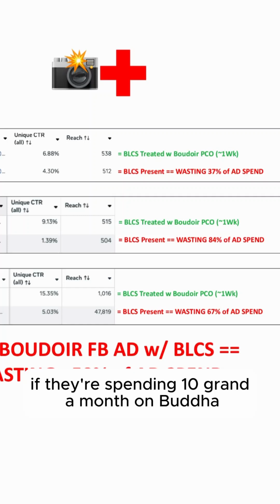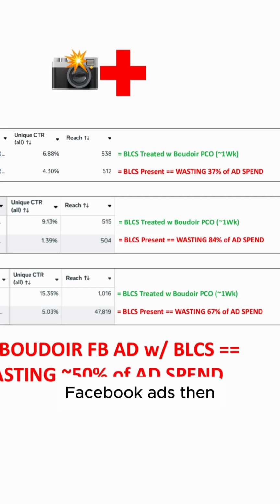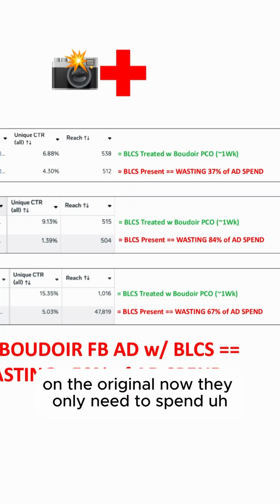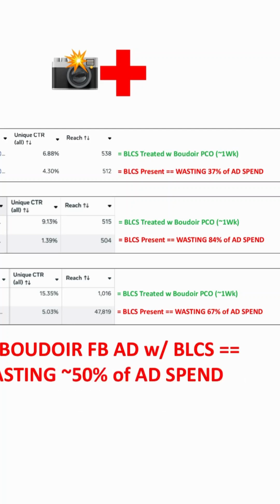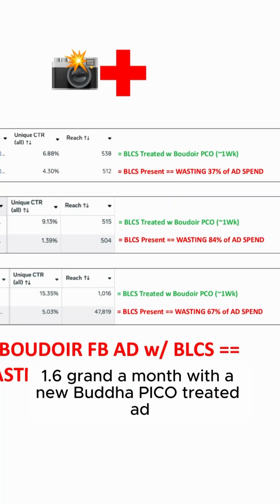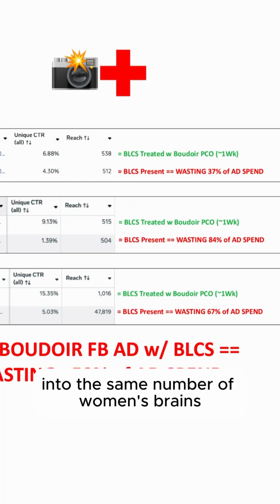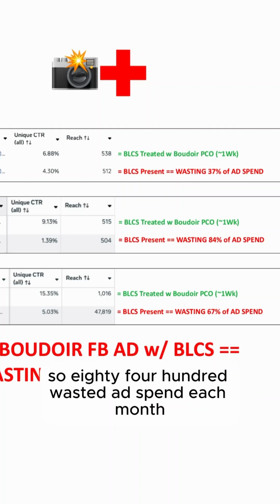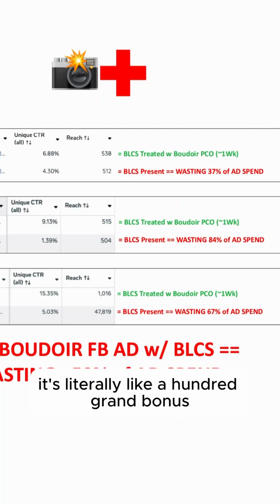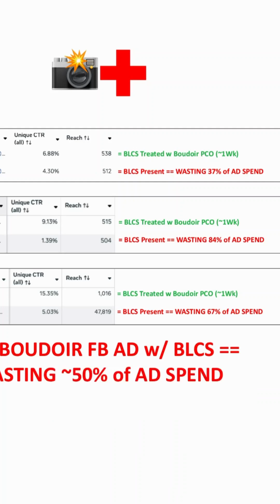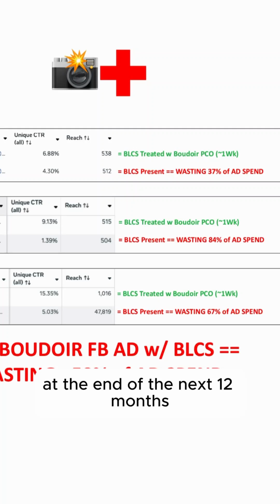So again, if they're spending 10 grand a month on Boudoir Facebook ads on the original, now they only need to spend 1.6 grand a month with a new Boudoir Pico treated ad and get their ads into the same number of women's brains, in both scenarios. So 8,400 of wasted ad spend each month, eliminated, back in their pocket. It's literally like a $100,000 bonus at the end of the next 12 months.